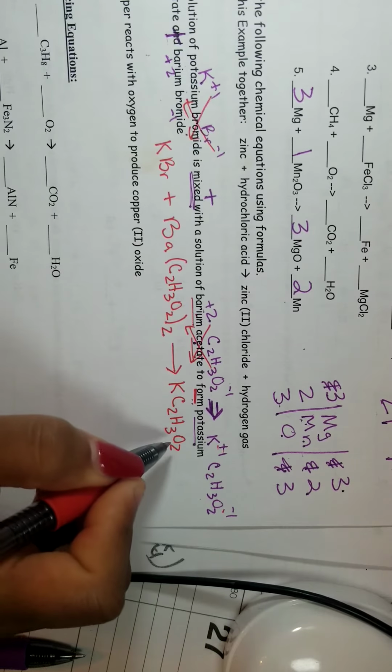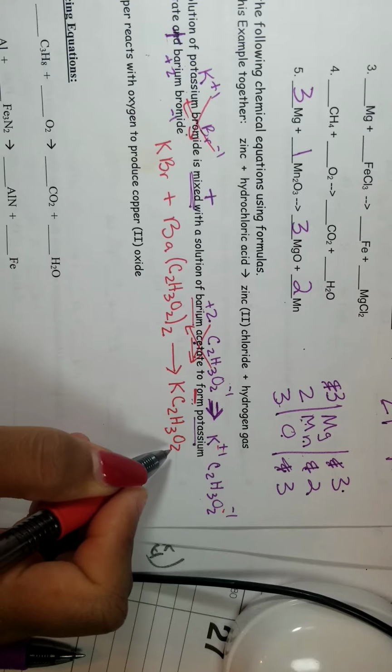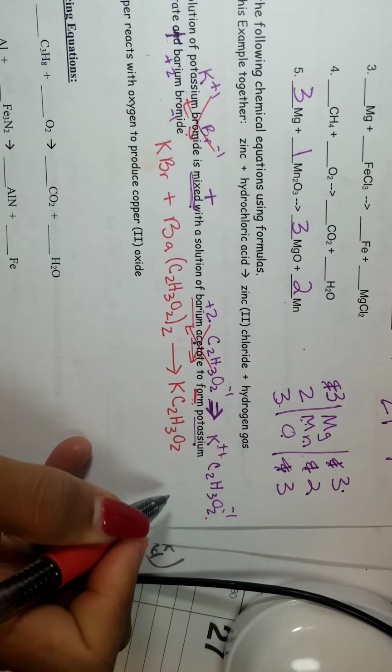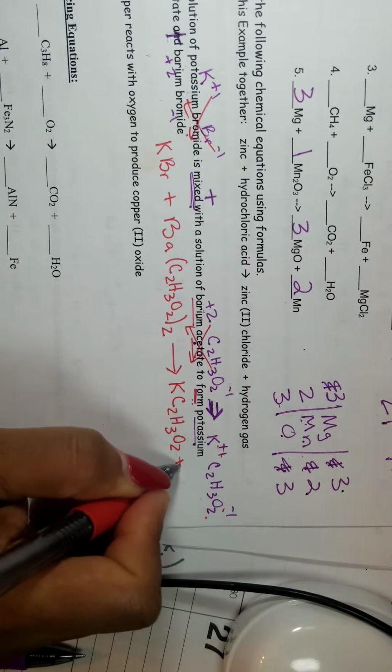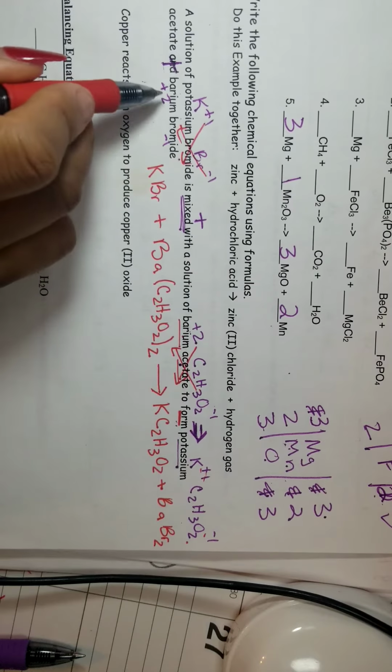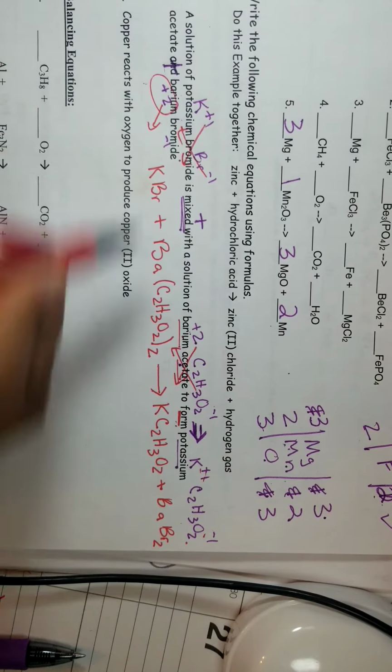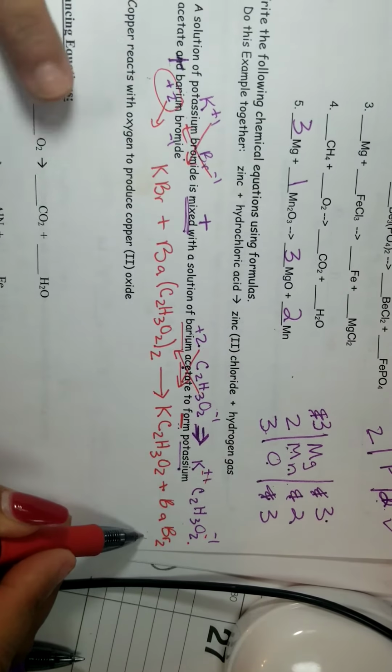KC2H3O2. Do not put parentheses around that polyatomic because this 1 comes over here. Plus BaBr2. This 2 crossed over, and that's why there's a 2 over here. Now we need to go ahead and see, are we balanced? And we're actually not balanced.